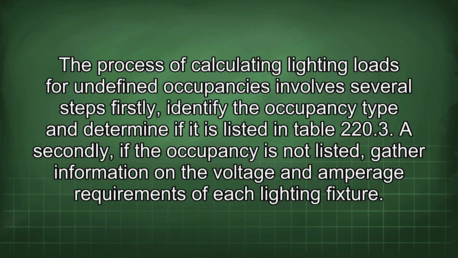The process of calculating lighting loads for undefined occupancies involves several steps. Firstly, identify the occupancy type and determine if it is listed in Table 220.3. Secondly, if the occupancy is not listed, gather information on the voltage and amperage requirements of each lighting fixture.